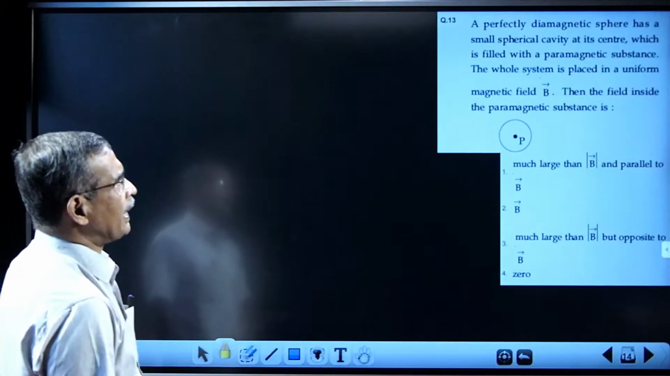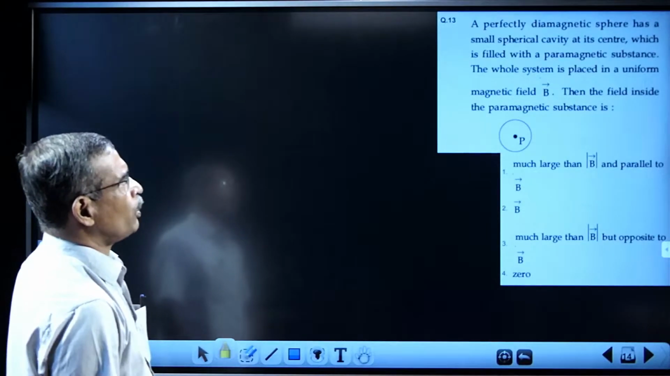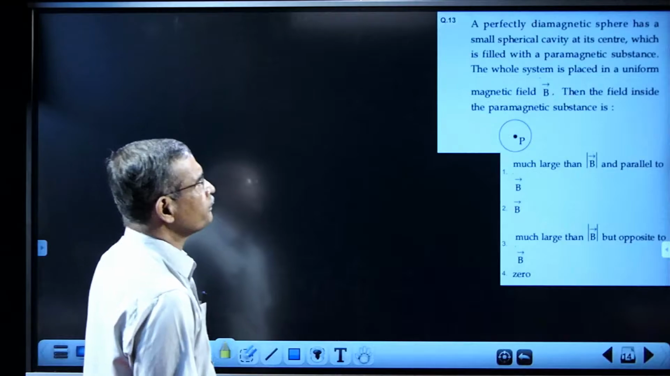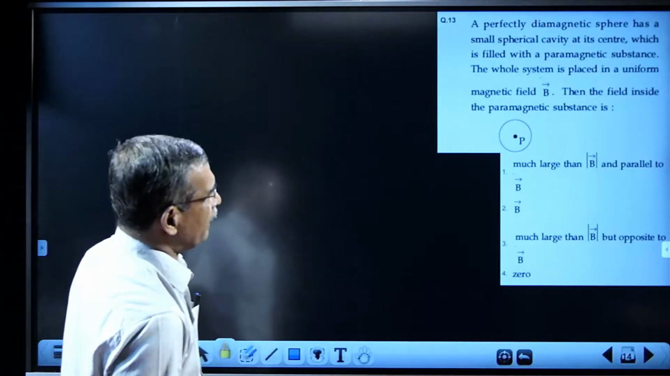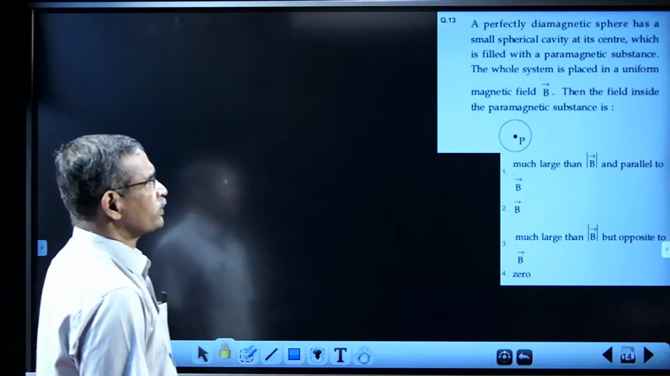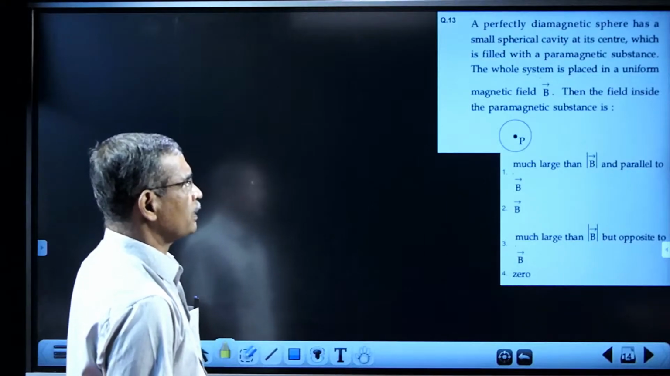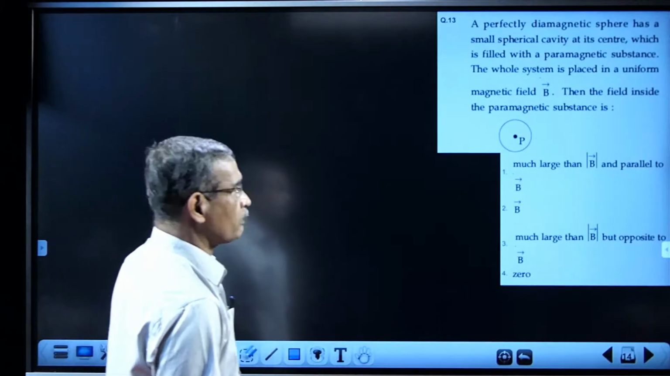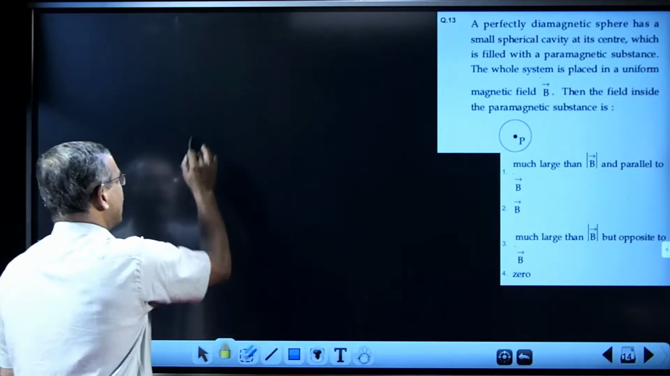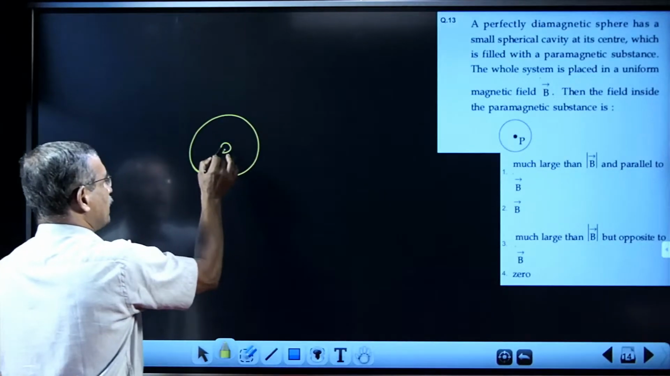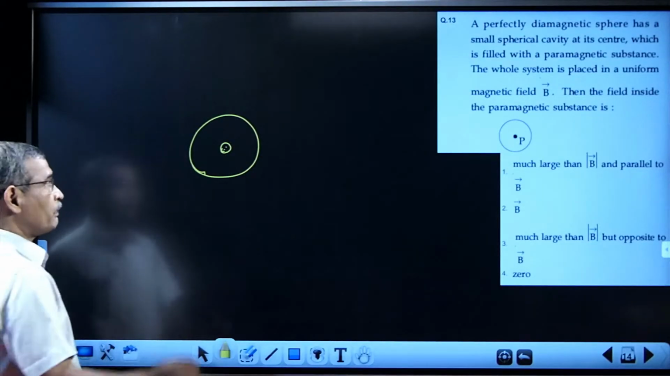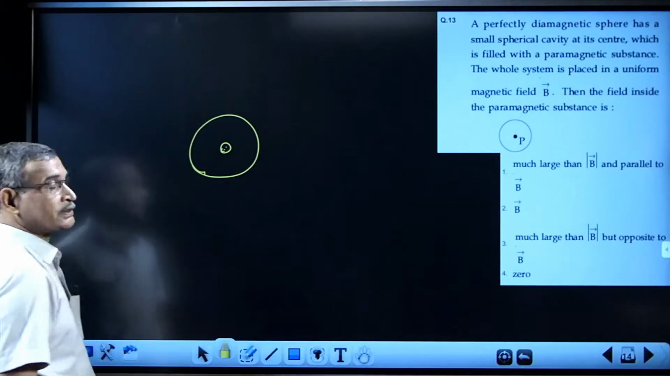A perfectly diamagnetic sphere has a small spherical cavity at its center, which is filled with a paramagnetic substance. Then the whole system is placed in a uniform magnetic field. What is the magnetic field inside? This is dia, and this is para, and what is the magnetic induction there, when it is kept in an external magnetic field?